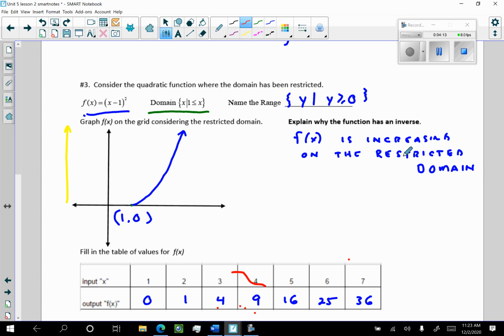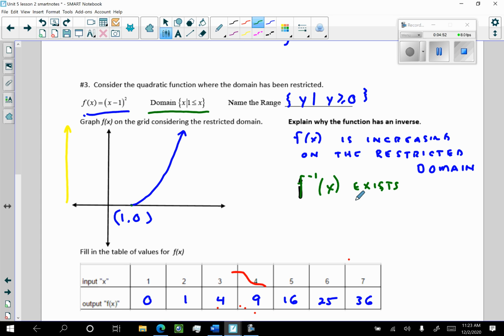Well, a normal quadratic doesn't, because a normal quadratic decreases and increases. But since I'm looking at a restricted domain here, f of x is increasing on the restricted domain. So since f of x is increasing on the restricted domain, I'm going to tell you right now, home skillet, this guy exists. Okay? That guy does exist.